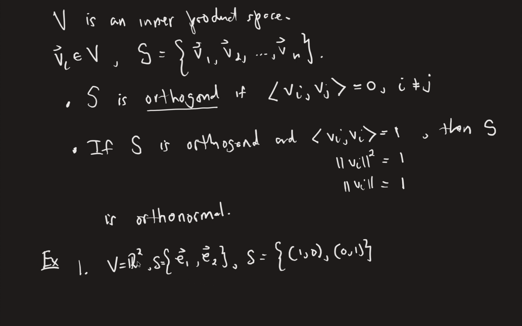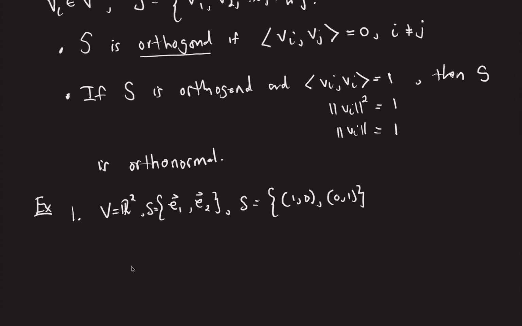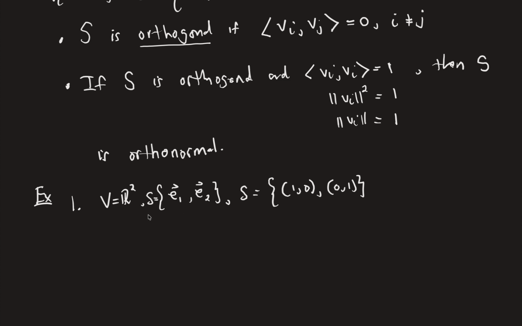And again, anytime you're talking about a Euclidean vector space, unless we say to use some other weird inner product, you're going to use the standard Euclidean inner product, which is our dot product. So let's do our check. First we're going to check for orthogonality. That's just V1 dot V2. It will be 1 times 0 plus 0 times 1, which is 0. So yes, S is orthogonal.